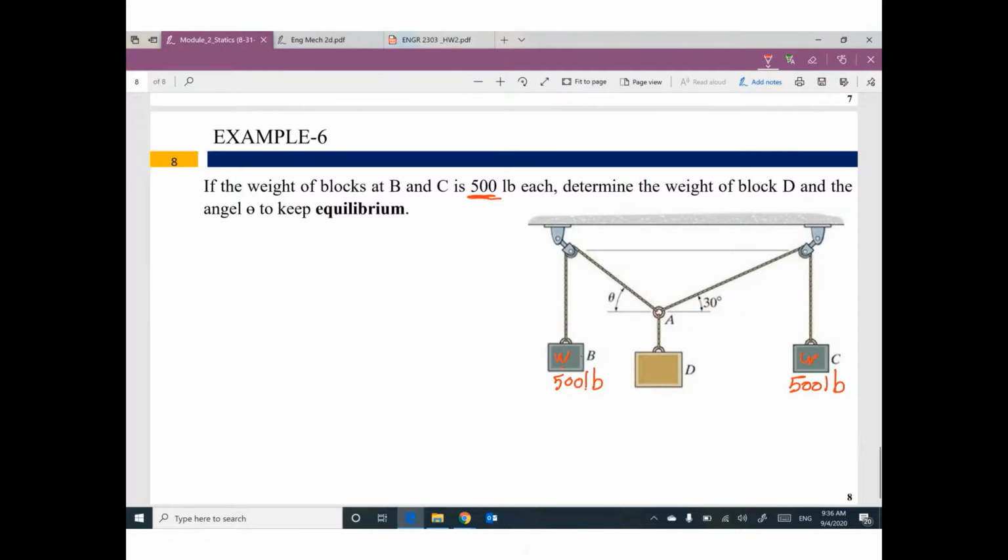Determine the weight of block D. What is the weight here? It is unknown. And the angle theta, what is the angle theta here? It is unknown. To keep equilibrium.